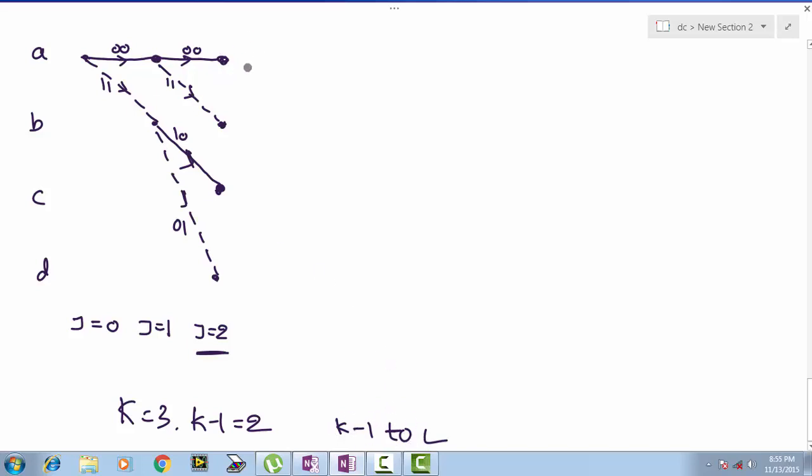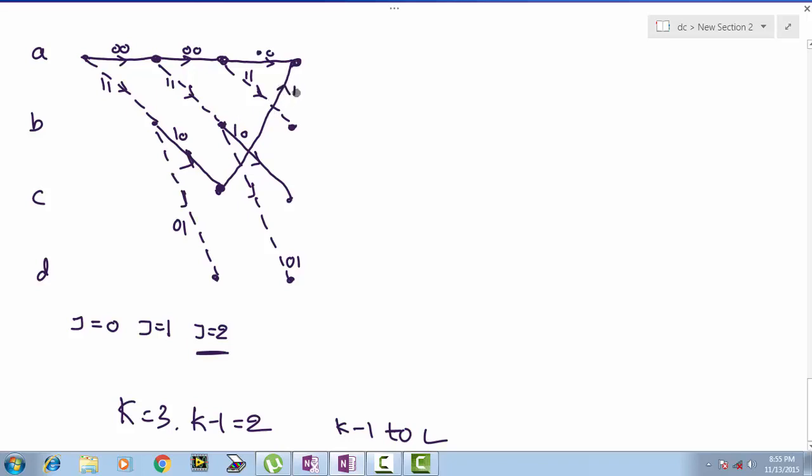Now consider this. We are in state A. If the input is 0, we move to state A with output of 0 0. Next, let me draw this. When the input is 1, when we are in state A, we move to state B with the output of 1 1. When we are in B, if the input is 0, we move to state C with the output of 1 0. Similarly, when the input is 1, when we are in state B, we move to state D with the output of 0 1.